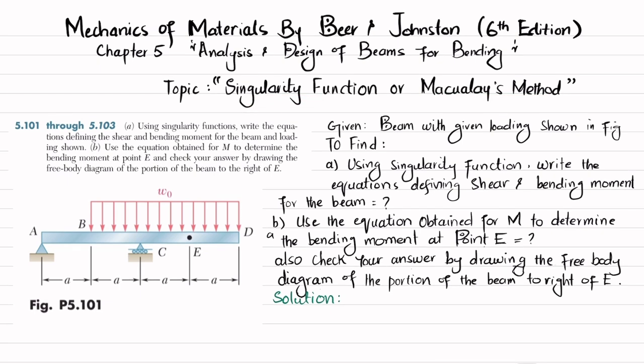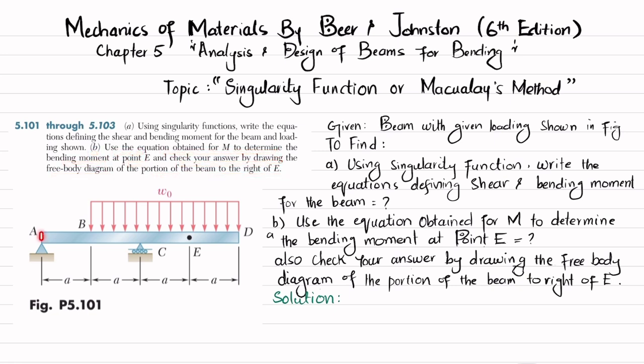So the statement of the problem is: using singularity function, write the equation defining the shear and bending moment for the beam and loading shown. And in part B, use the equation obtained for bending moment M to determine the bending moment at point E, and check your answer by drawing the free body diagram of the portion of the beam to the right of E.